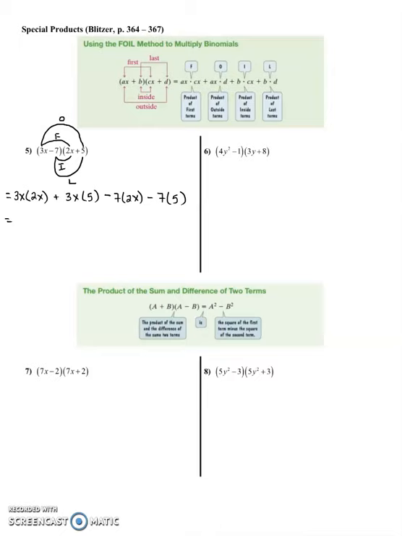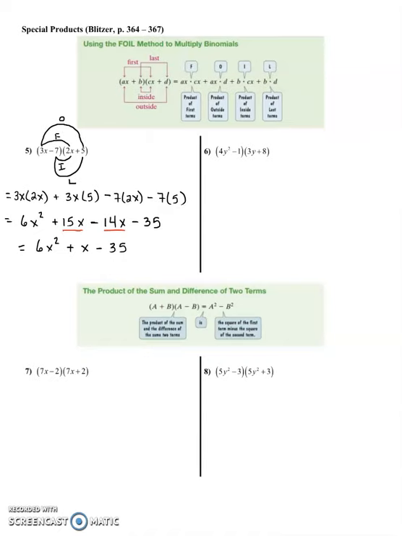So 3x times 2x is 6x squared. 3x times 5 is plus 15x. -7 times 2x is minus 14x. And -7 times 5 gives us a minus 35. So here, the only like terms we have are the two x terms in the middle. And so when we combine like terms, we have 6x squared plus x minus 35.